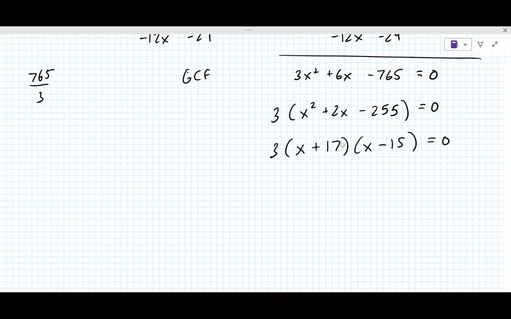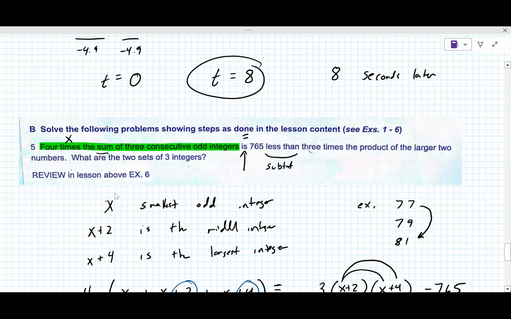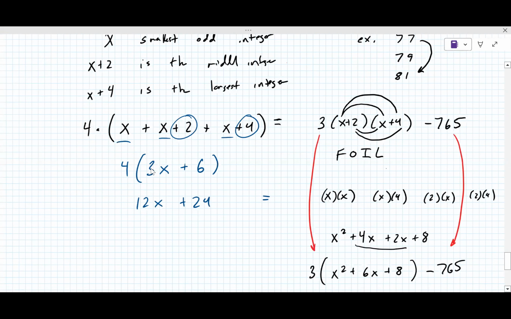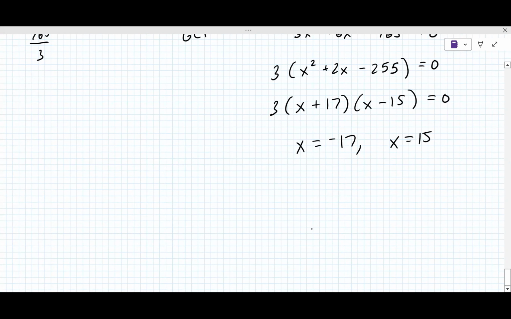What are the two answers in this case? x minus x equals negative 17 and x equals 15. And we want the positive one, which would be 15. Well, if we go back and look at the question, it says, what are the two sets of 3 integers? So there's actually 2 answers. So this time it would be both of the x's. So let's start with x equals 15.